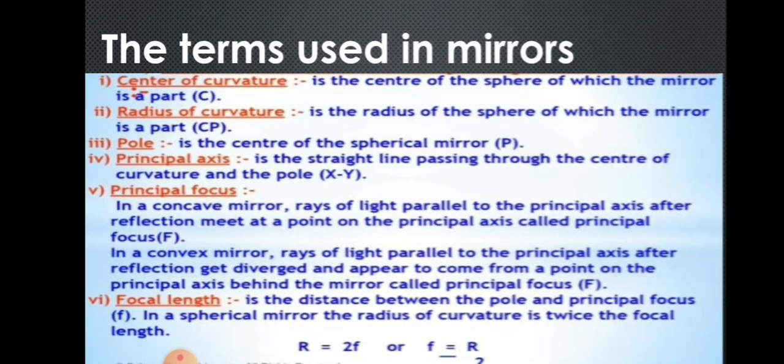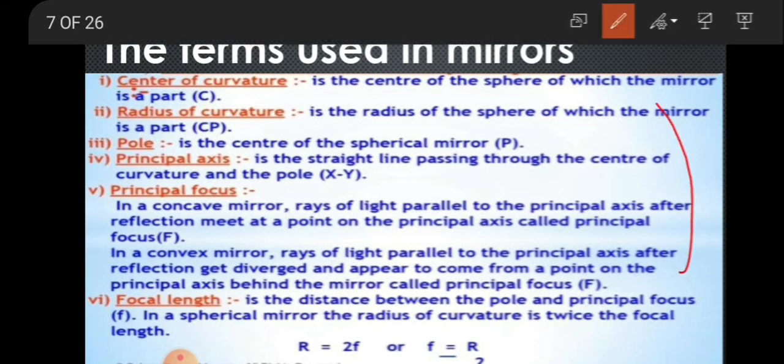Next are the terms used in a mirror. Center of curvature is the center of the sphere of which the mirror is a part. It is denoted by C. Radius of curvature: the radius of the sphere of which the mirror is a part is called the radius of curvature. It is denoted by capital R. Pole is the center of the spherical mirror. Suppose this is the concave mirror, and this is called the pole. Principal axis: the straight line passing through the center of curvature and the pole is called the principal axis. This line is called the principal axis.